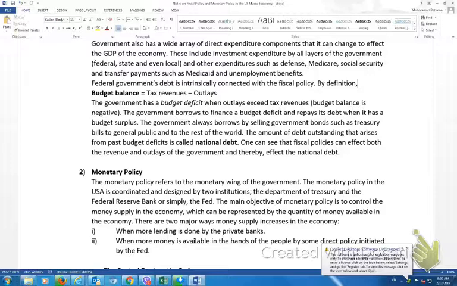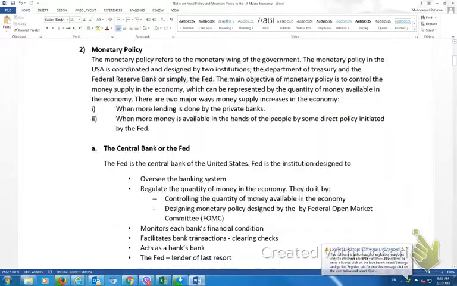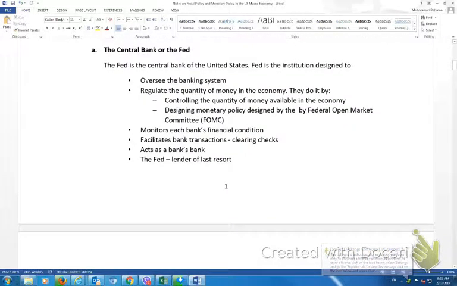When more money is available in the hands of the people by some direct policy initiated by the Fed, that can also be a way to increase money supply, and we will now look at various ways this money supply of the economy can change. Before we talk about that, I guess we should spend a little bit of time trying to understand the role of the central bank, or the Fed, in a country like USA. For USA, the Fed is basically the central bank.